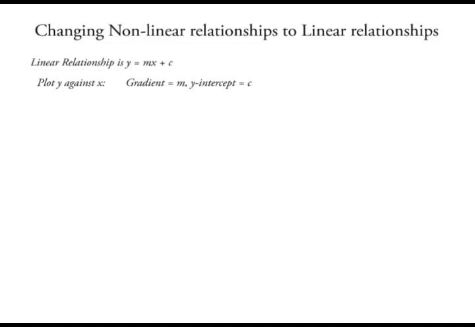Suppose I had an equation a = kx² + h, where k and h are constants. If you relate it to y = mx + c, a relates to y, k to m, x² to x, and h to c. So if we plot a against x², the gradient will be k and the a-intercept will be h.